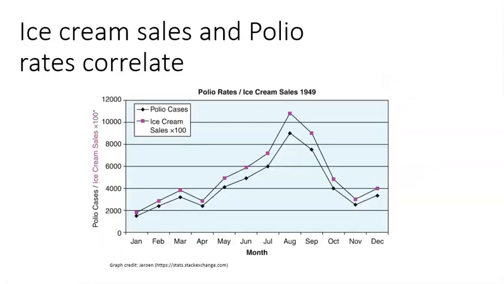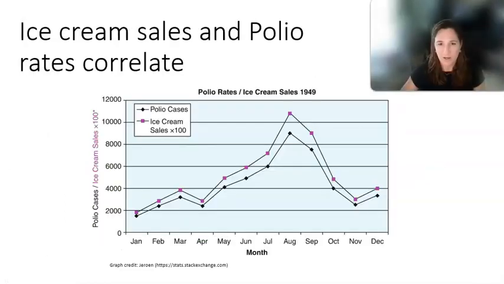Okay, let's look at another example. So here in this graph, I'm showing you how ice cream sales relate to polio rates. So these two variables are highly correlated. You can see that as one rises, so does the other, and as one falls, so does the other. Now, in 1949, doctors did not know a whole lot about polio, right? So they looked at a whole bunch of factors, and it does turn out that ice cream sales correlate very strongly with polio cases. Does this mean ice cream causes polio? Well, back in 1949, researchers honestly didn't know the answer to this question.